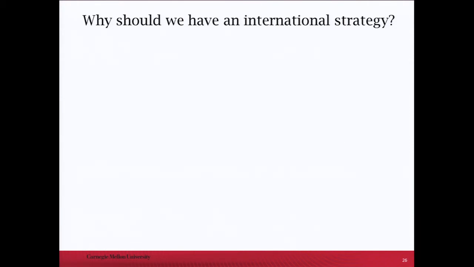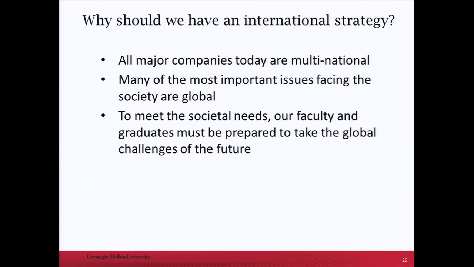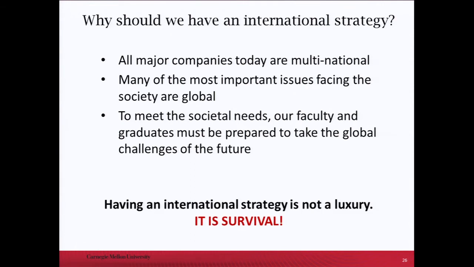Now, the world is changing, we all know that. If you look at the companies, all major companies are multinational companies, we know that. Most of the most important issues or challenges facing the society are global. Okay? So to meet the societal needs, our faculty and students must be prepared to take the challenges, global challenges of the future. So my point is, having an international strategy is not a luxury. It's survival. We have to have it.